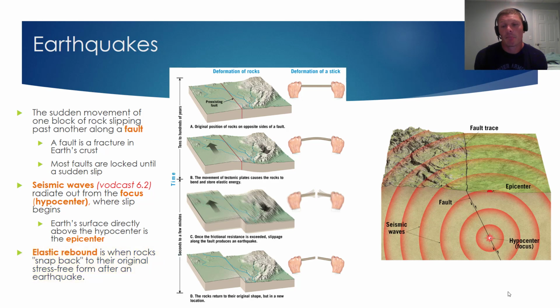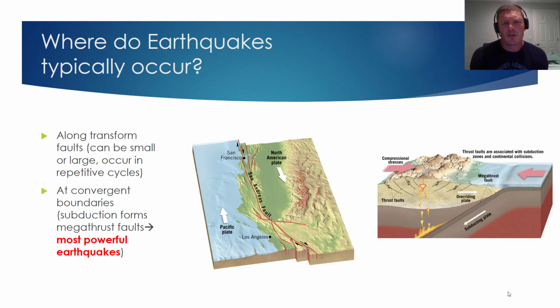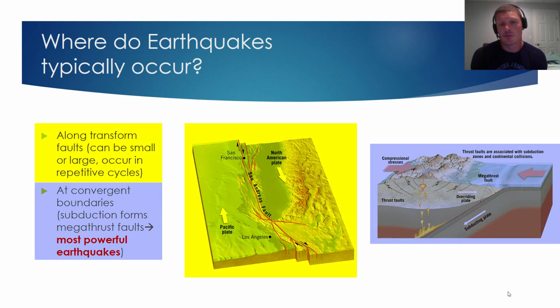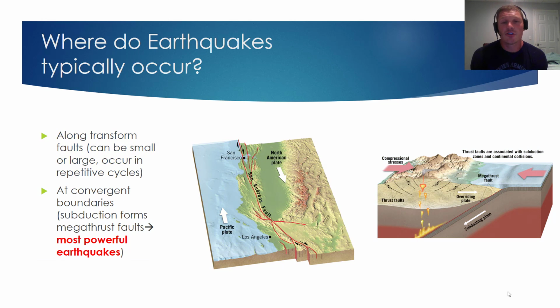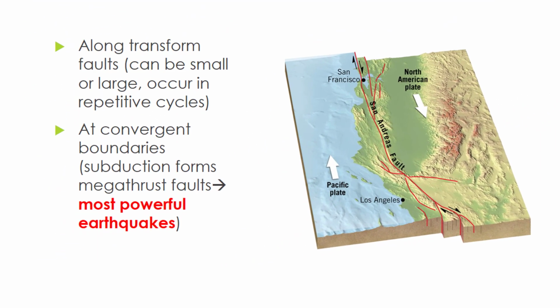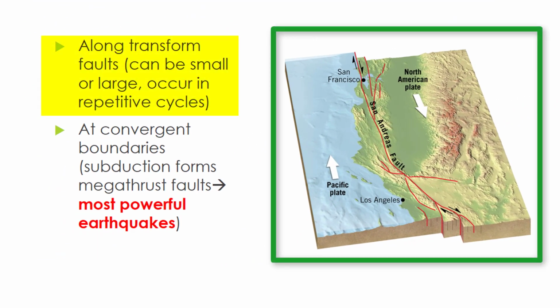So where do most earthquakes typically occur? The two primary plate boundaries that most earthquakes will occur at are transform plate boundaries and convergent plate boundaries. Our first consideration is earthquakes occurring along transform faults, as shown in this image of the San Andreas Fault. Recall that at transform plate boundaries, the plates are sliding horizontally past one another.